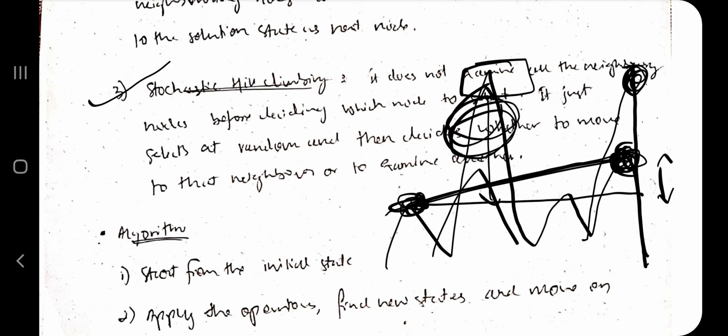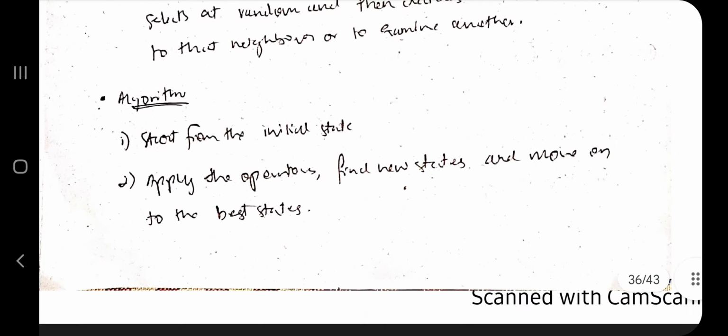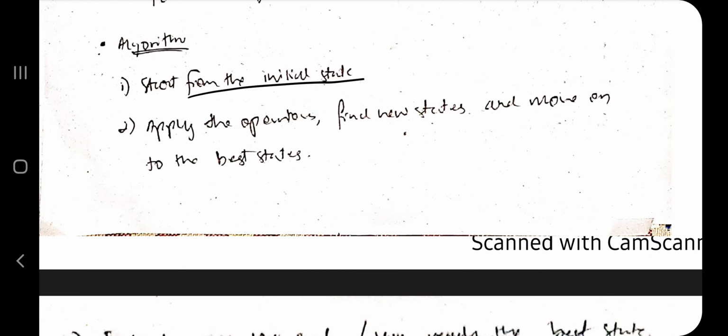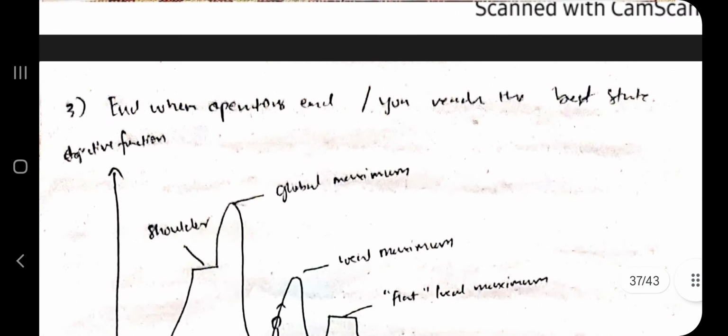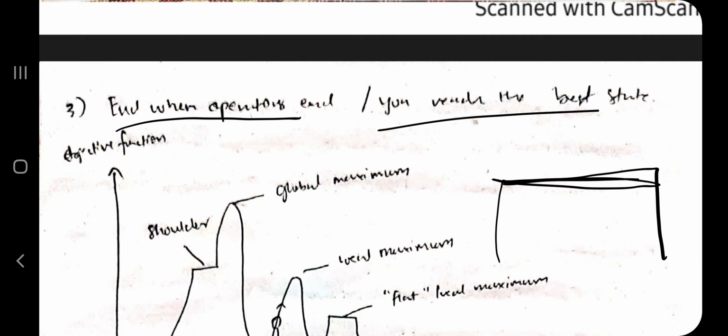The algorithm is also very simple. All the algorithms are simple. First, start from the initial state, apply the operators, find the new states, explore, and move on to the best state. Choose which is the best state, analyze, and when the operators end or you reach the best state, you end. If you don't reach the best state and the operators are over, there is no global maximum. It's a mountain like this. There is no global maximum.